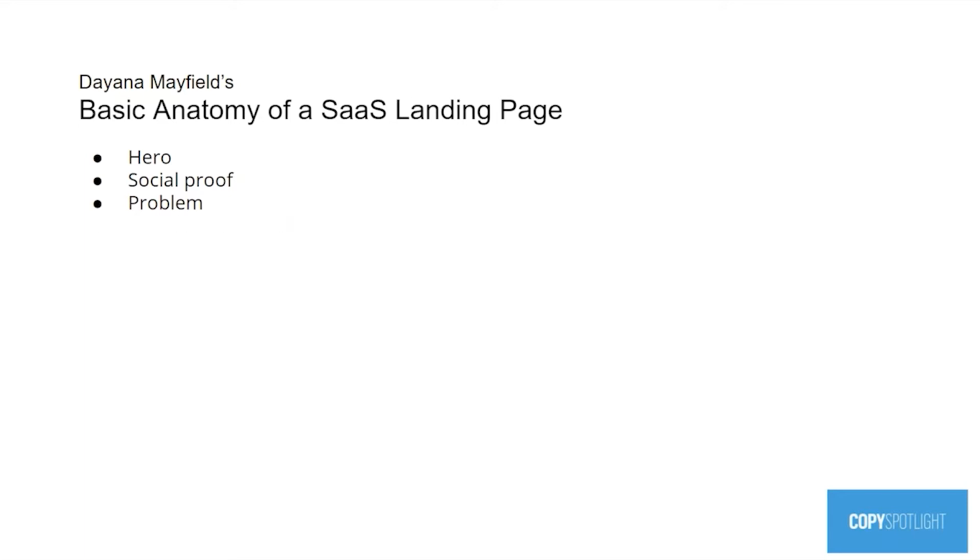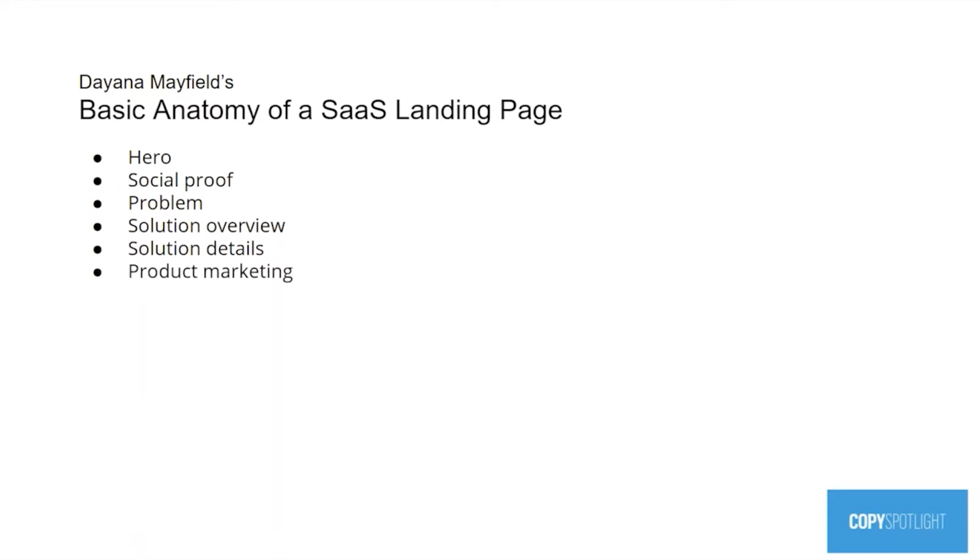And then solution overview, it's just a way of saying, here's what the product does. Solution details could be the different features, or just something that follows after that and gives you even more information about the solution.